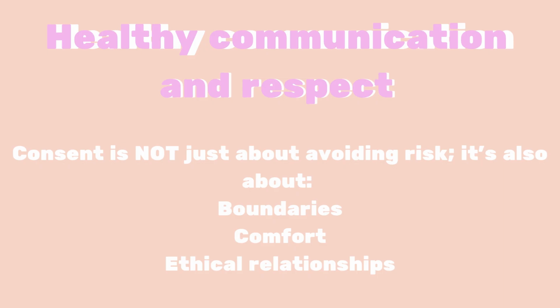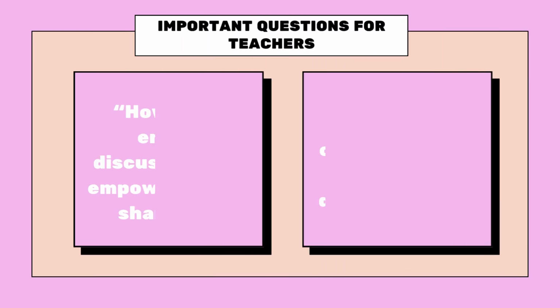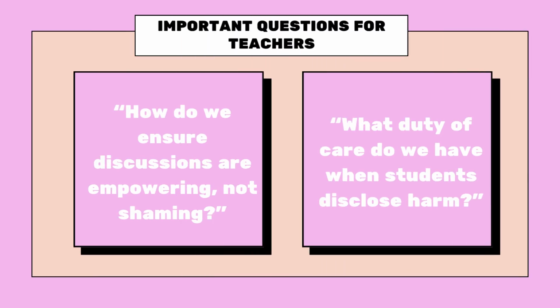It needs to be understood that consent is not just about avoiding risk, it's also about boundaries, comfort, and ethical relationships. Focusing solely on risk when teaching ignores important contexts like emotional readiness, power dynamics, and peer pressure. Important questions for educators include: how do we ensure discussions are empowering, not shaming, and what duty of care do we have when students disclose harm?